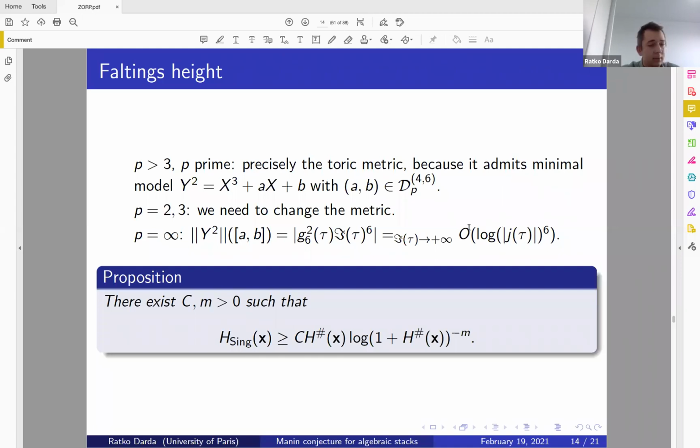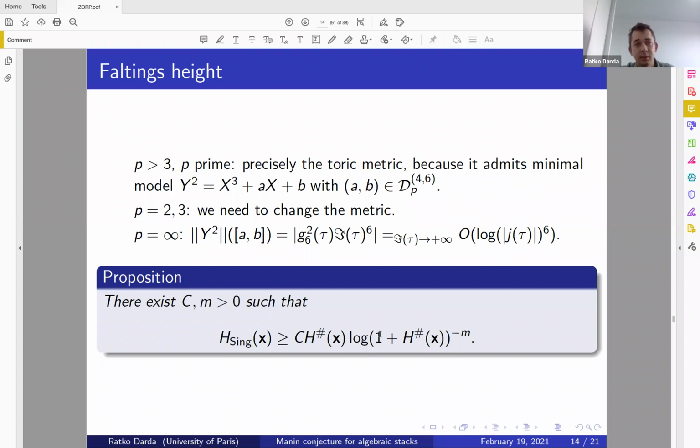Hence, even though it's singular, it has a logarithmic singularity, this Faltings height. Okay, we can deduce using this that singular heights (when I write singular height, I'll assume that it is logarithmically singular) can be compared with toric heights as follows. Of course, they are smaller than the toric height, but you can compare them as follows.